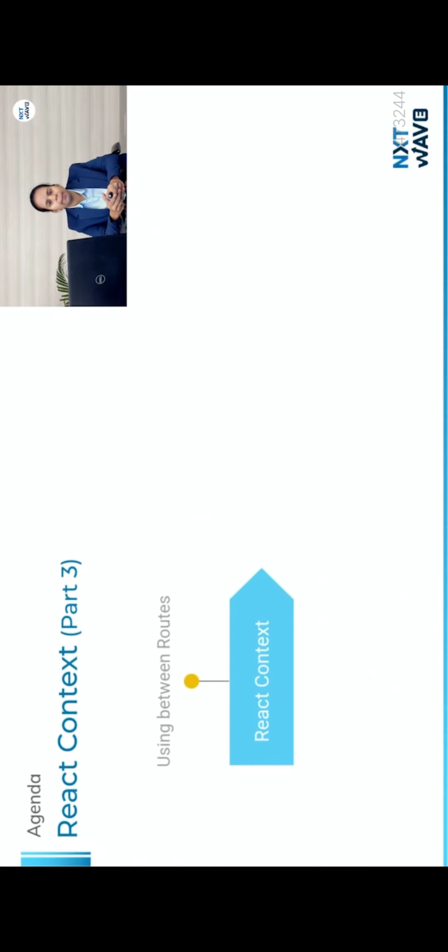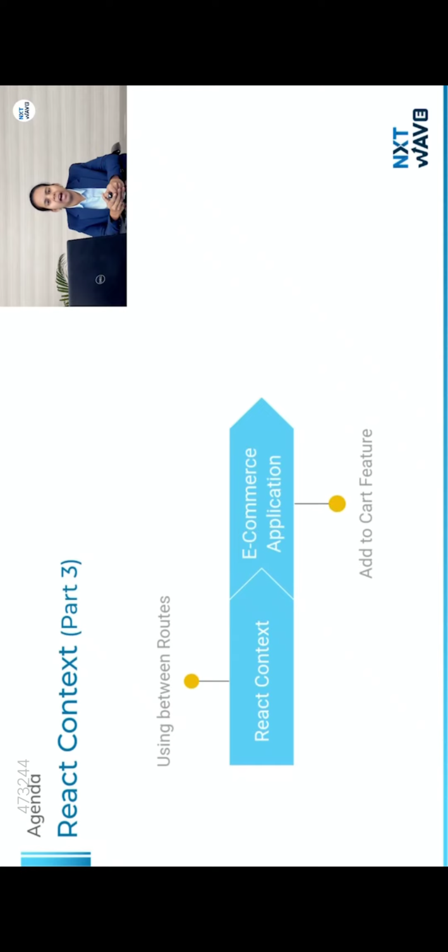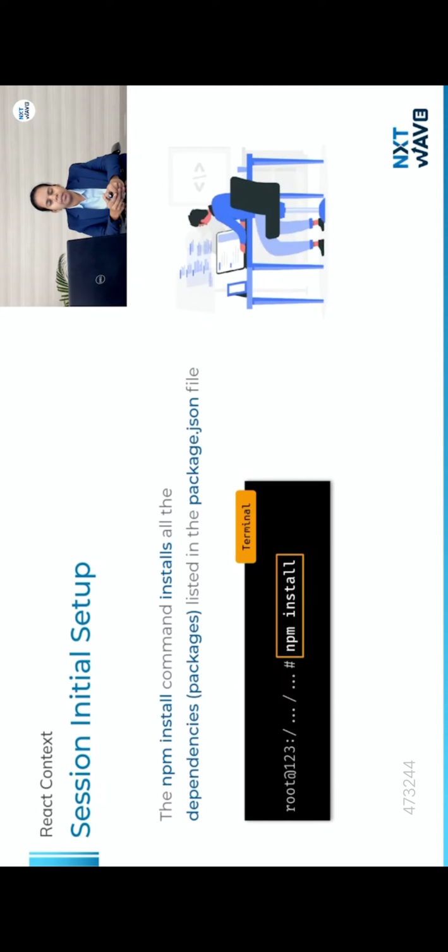Firstly, we'll understand about using context when some data has to be available between different routes. And also, we are going to use context in an e-commerce application and build the add to cart feature. So let's get started. To set up the code for today's session, you need to run npm install. With this, all the dependencies will get installed.